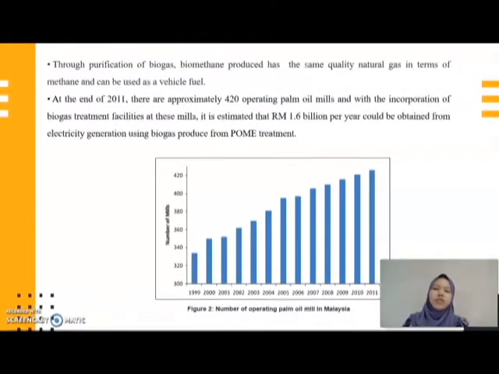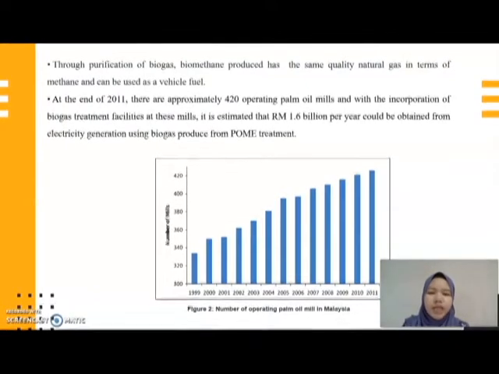Moreover, through purification of the gas, the biomethane produced has the same quality as natural gas in terms of the methane and can be used as vehicle fuel. And from the graphs, we can see that the number of operating palm oil mills is increasing from time to time.